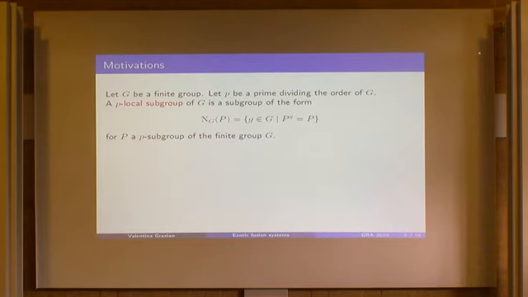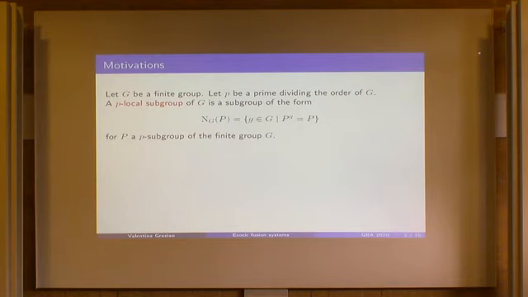So let's start from some motivations. Why do we care about fusion systems? Fusion systems are the modern way to study the p-local structure of a finite group. If G is a finite group, p is a prime dividing the order of G, then a p-local subgroup of G is any subgroup of the normalizer in G of P, where P is a p-subgroup of G.